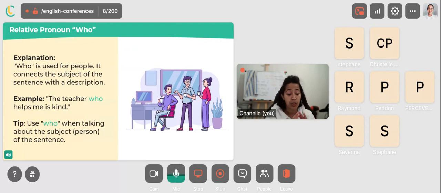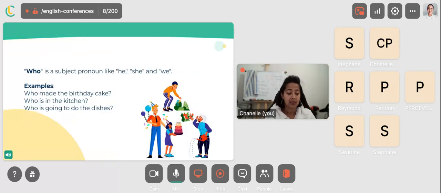So when we start with who, it is used for people. It connects the subject of the sentence with a description. For example, the teacher who helps me is kind. We use who when talking about the subject being a person of the sentence. So who is a subject pronoun like he, she, and we.